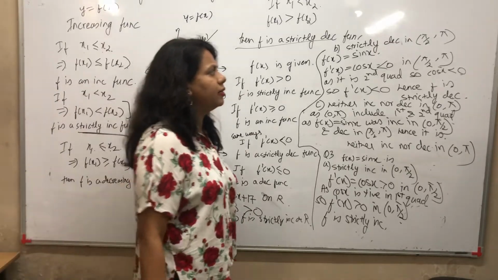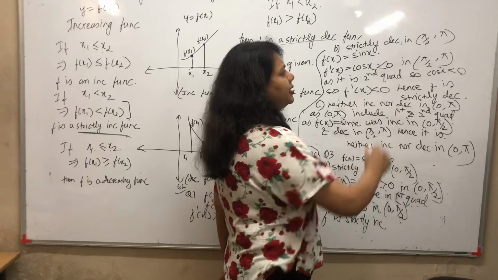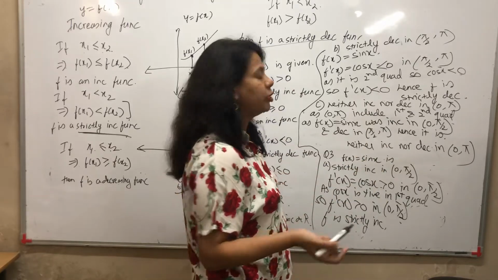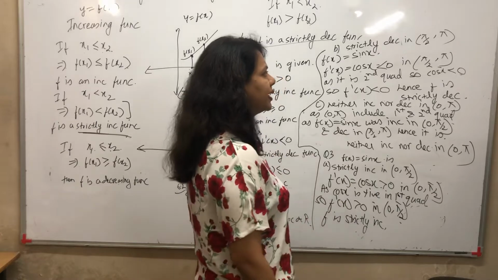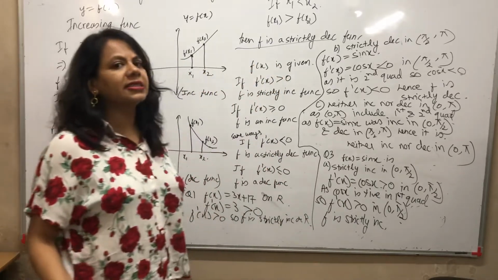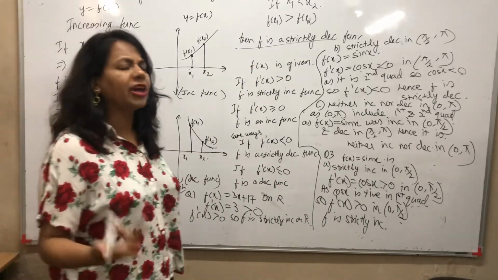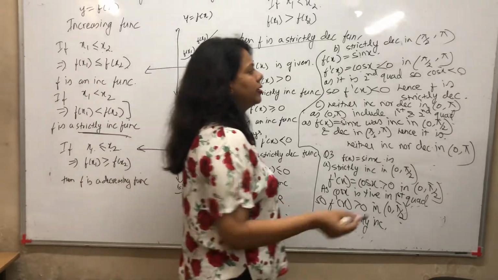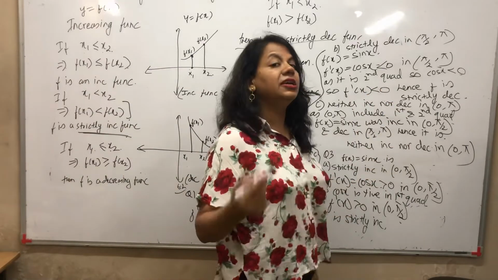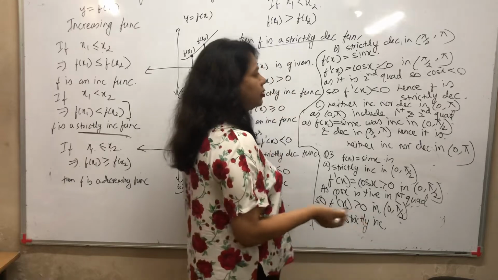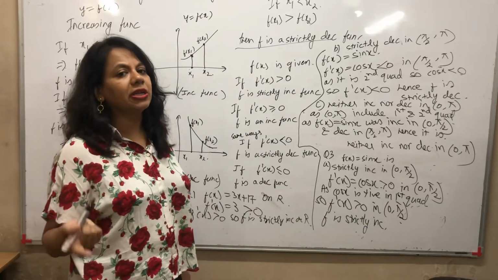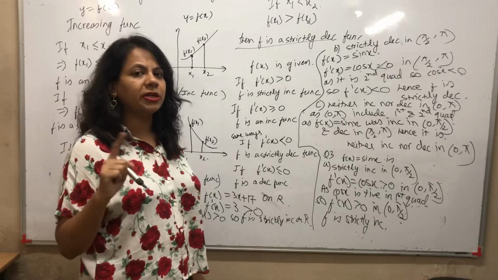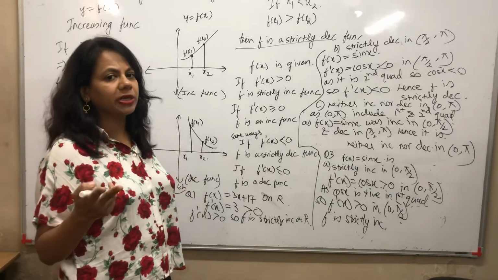Let's see the B part. Now what's the B part? Strictly decreasing in open interval pi by 2 to pi. Now f(x) is sin x. I find f'(x). What do I get? cos x, which is less than 0 in pi by 2 to pi. Why? Because that's the second quadrant. In the second quadrant cos is negative. It is less than 0. So f'(x) is less than 0. Hence it is strictly decreasing. Again it is open interval. That is why it is strictly decreasing.